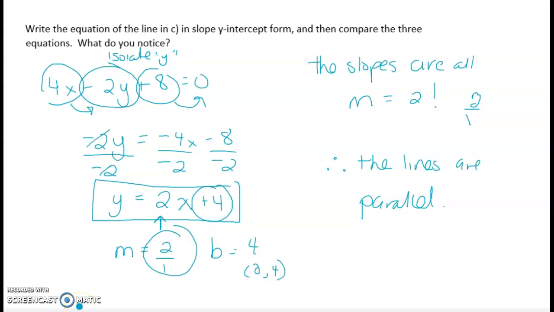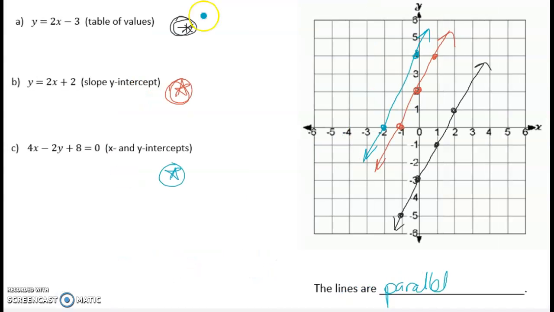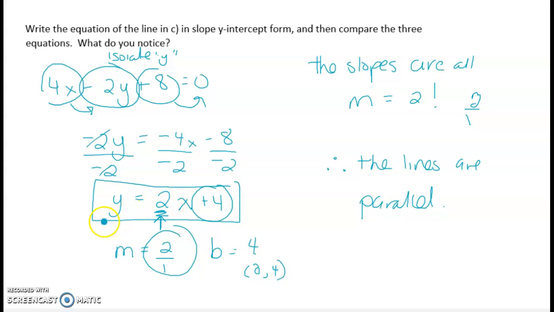One last thing, I just keep thinking of these as we go. So this one had the slope of 2. Okay. Over here, when we look at this one, this table of values, this one had a slope of 2. And this one had a slope of 2. So after we rewrote this one, we found out that it also had the slope of 2. Okay?